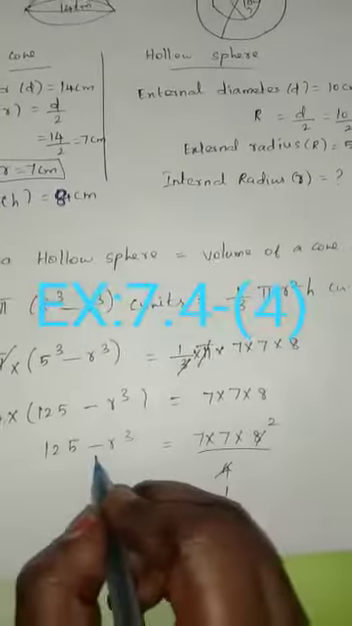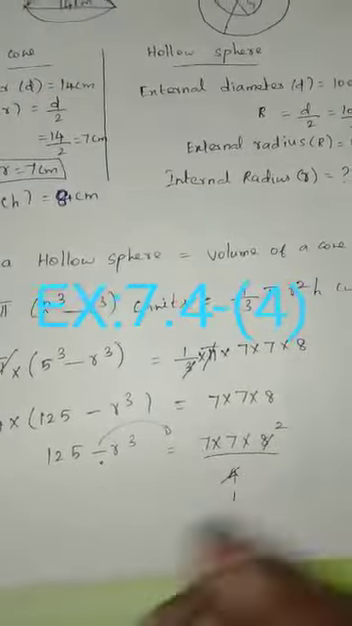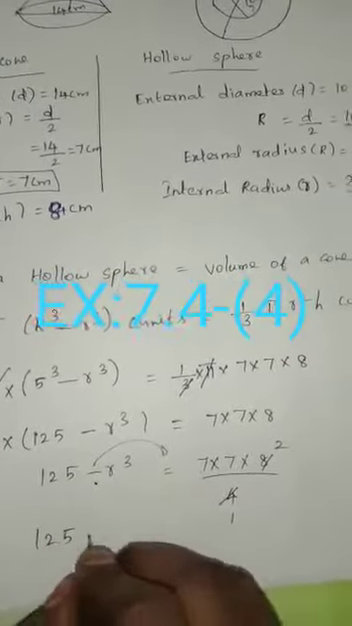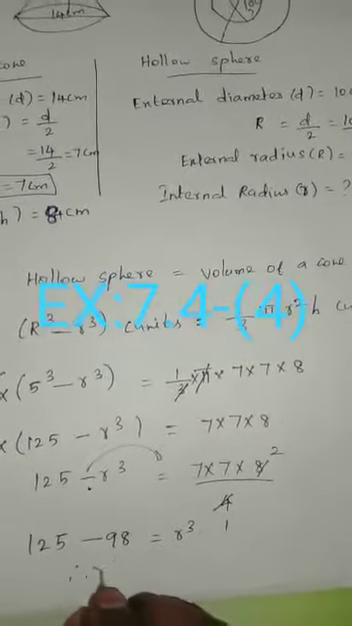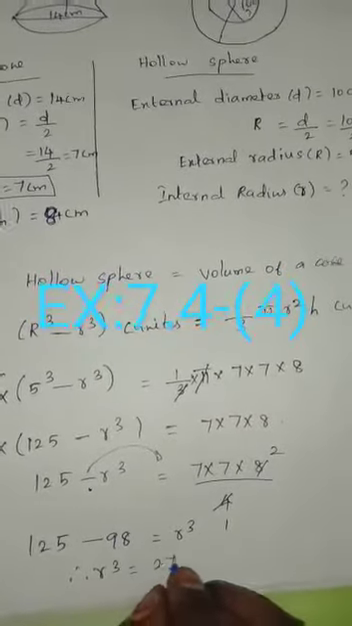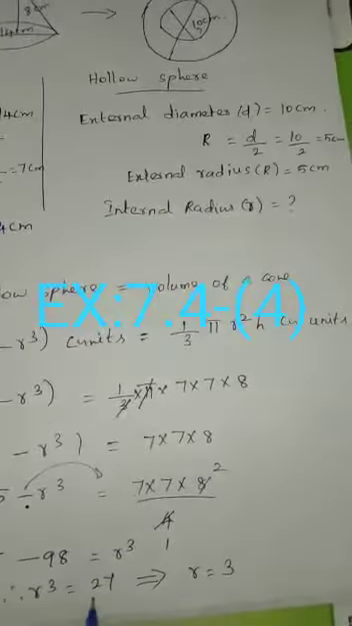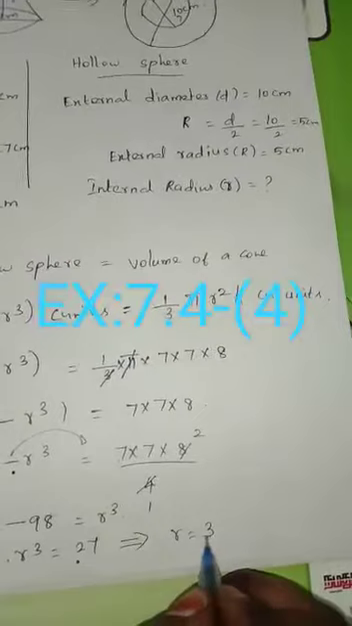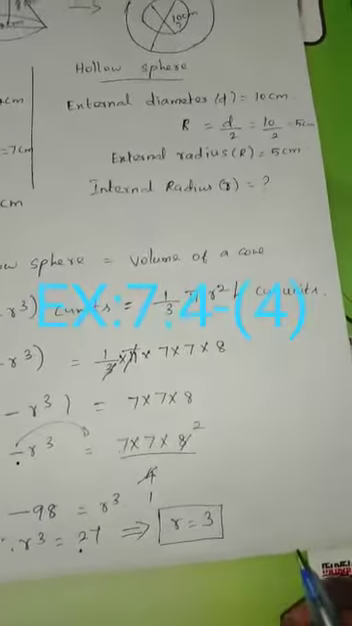Here r cube, the minus changes sides, which means it changes to a plus. Now 125 minus 98 equal to r cube. So r cube equal to 27, which implies r equal to 3. The cube root of 27 is 3. So the internal radius we are finding is 3 centimeter.